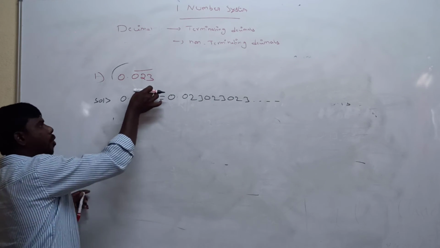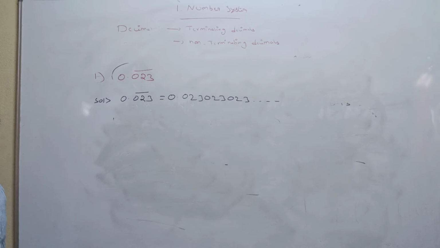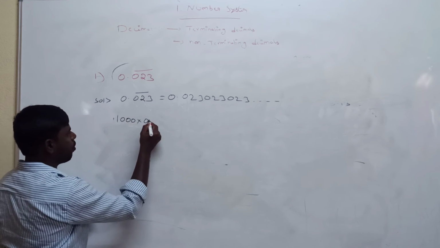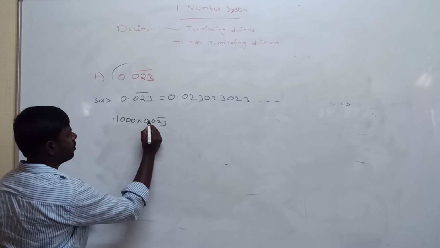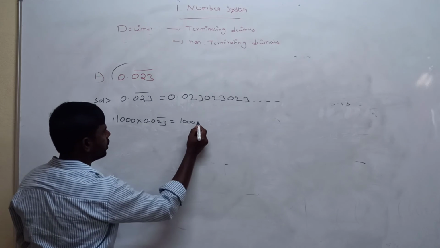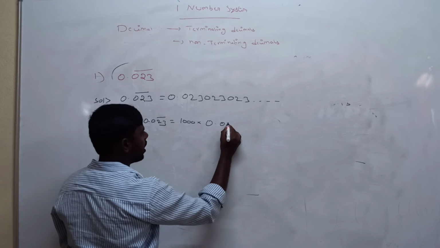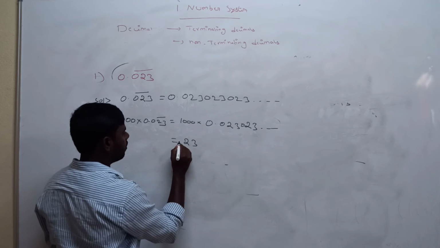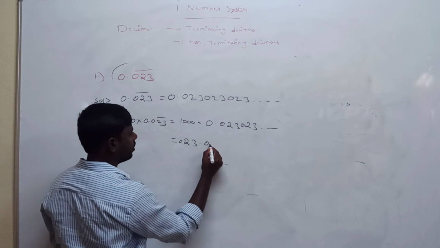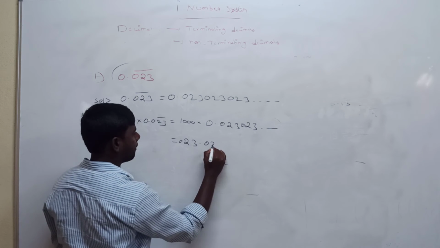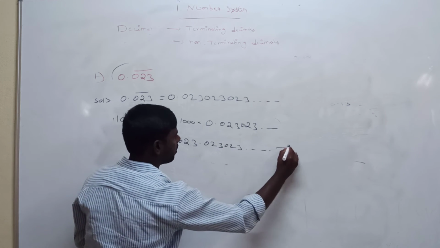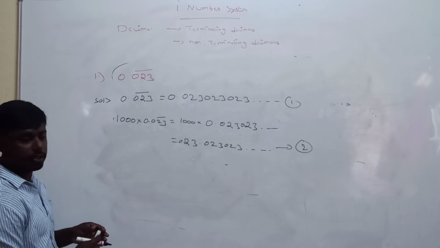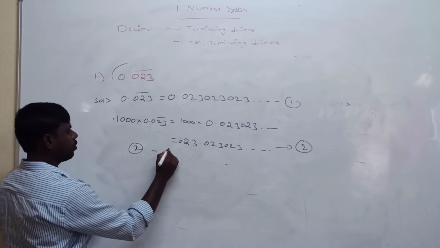Now the bar lies on how many digits? 3 digits. So multiply with 1000. Multiplying with 1000, we get 1000 into 0.023 bar, whose value is nothing but 23.023023 and so on. So consider this equation number 1 and this equation number 2. After that, subtract equation 2 minus equation 1.